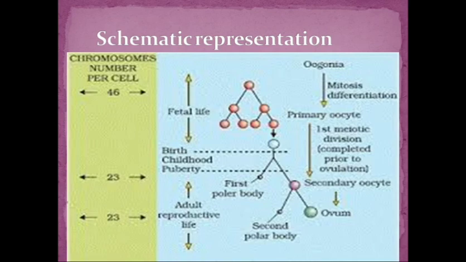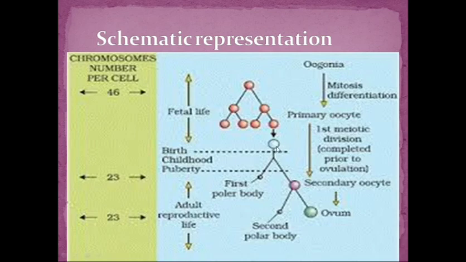So the primary oocyte, when it completes the first meiotic division, results in the formation of a smaller polar body and a large secondary oocyte. So here you can see, this is the primary oocyte. When a baby is born, during birth, the baby will have a number of primary oocytes.